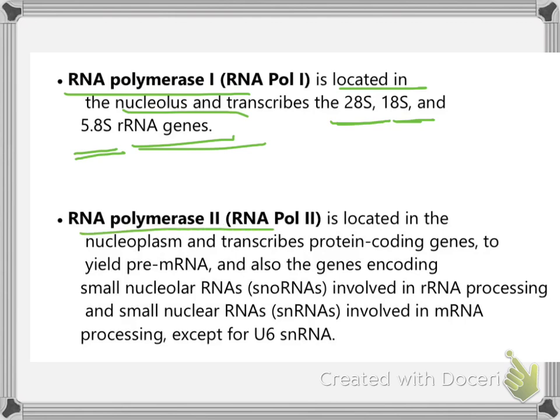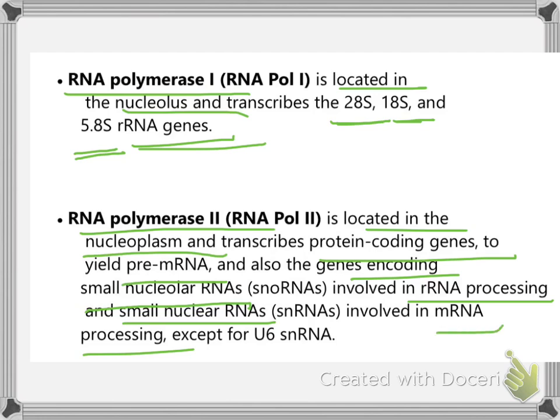Next one is RNA polymerase 2, which is located in the nucleoplasm and transcribes the protein coding genes to give pre-mRNA, and also genes encoding small nucleolar RNAs, snoRNAs, which are involved in rRNA processing, and small nuclear RNAs, snRNAs, which are involved in mRNA processing.